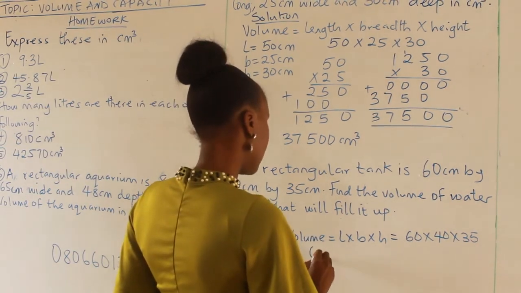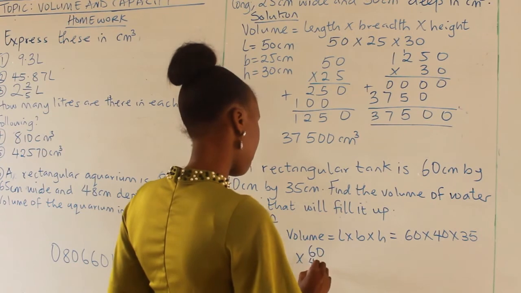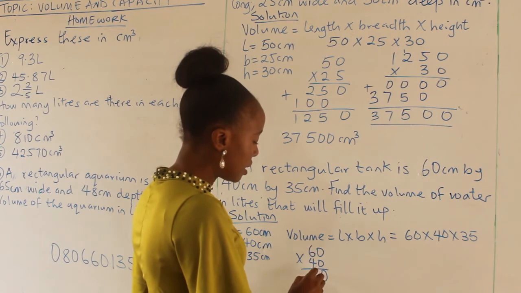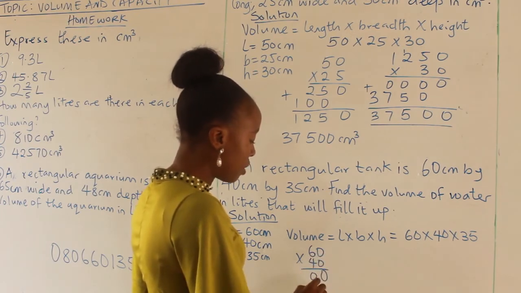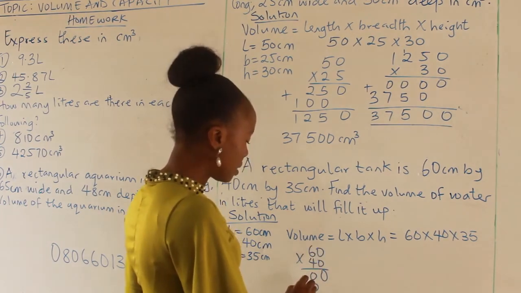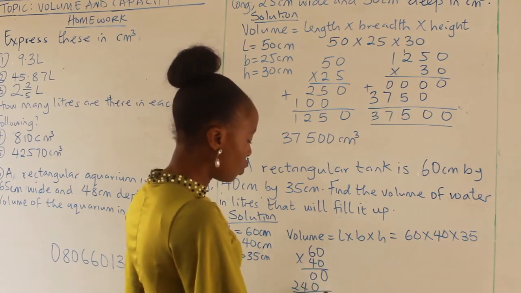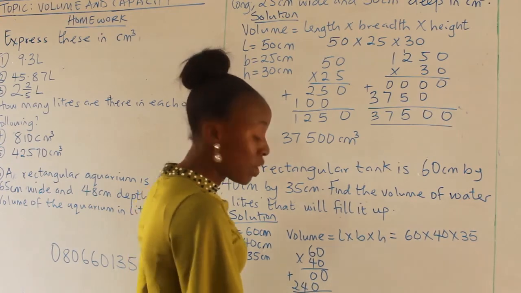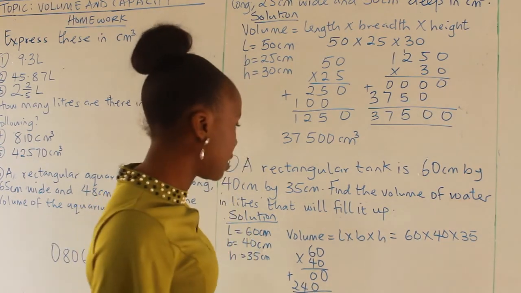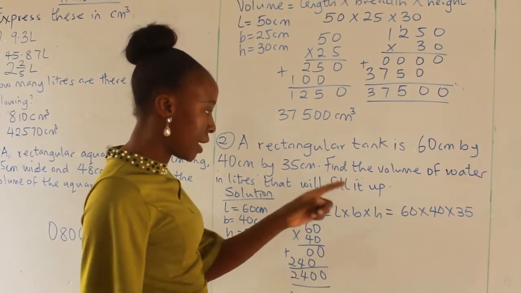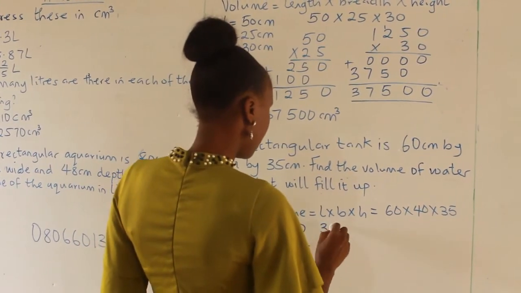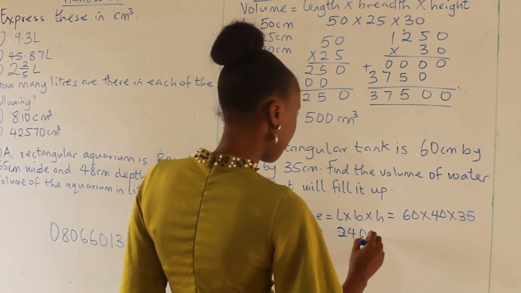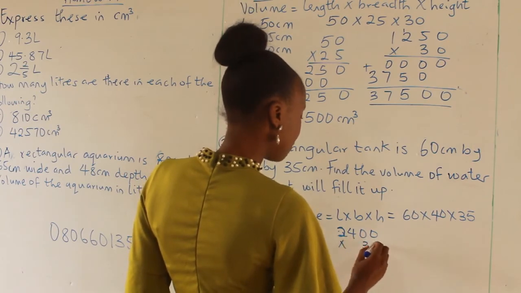60 times 40, 0 times 0 equals 0. 0 times 6, 0. 4 times 0, 0, and 4 times 6 is 24. So we have 2,400. Next, we'll be multiplying 2,400 by 35.